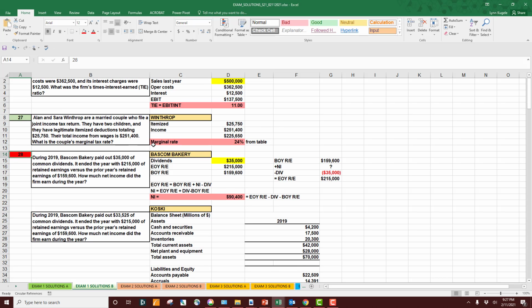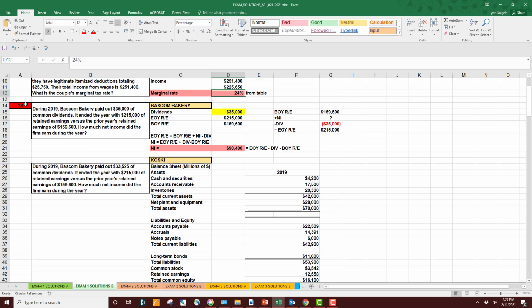Alan and Sarah Winthrop are a married couple who file a joint income tax return. They have 2 children and they have legitimate itemized deductions totaling $27,550. Total income from wages, $251,400. What's their marginal tax rate? A tax table was given. It was 24%. The reason this is marked in red.